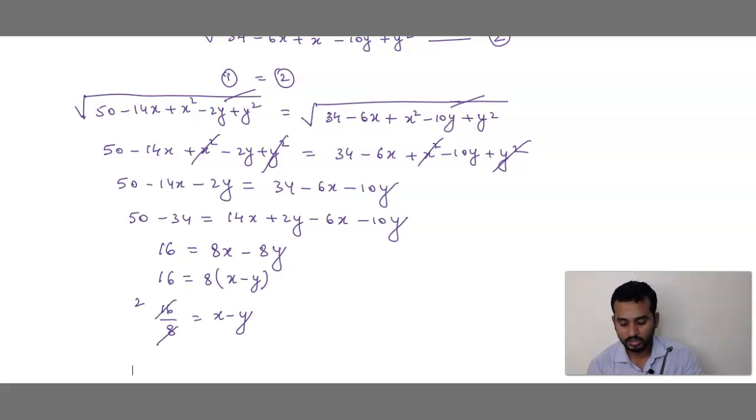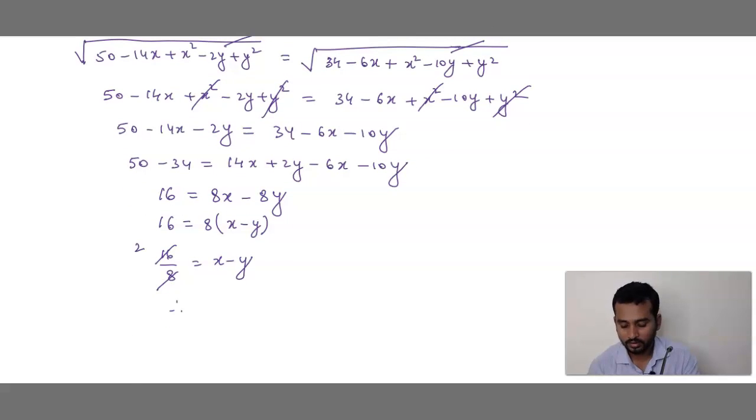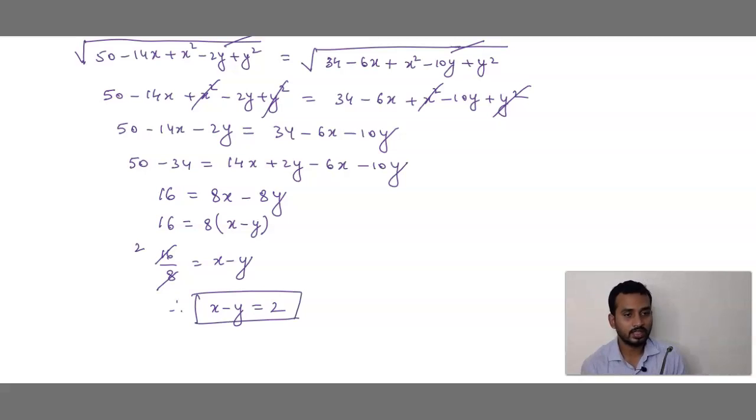So what is the relation between x and y? Therefore x minus y is equal to 2. So this is the relation between x and y. Understood? If in x we subtract y, the final answer will be 2. This is the relation between x and y. I hope you all have understood this problem.